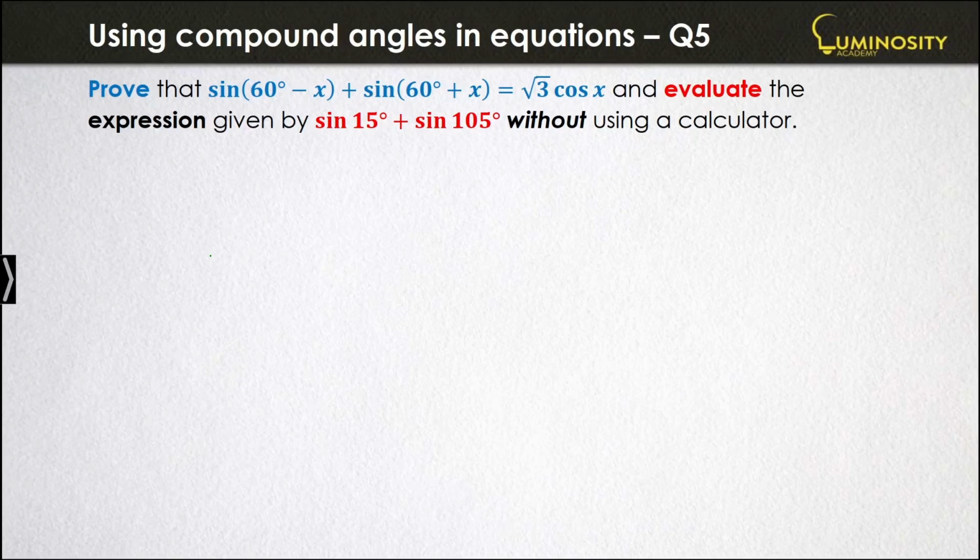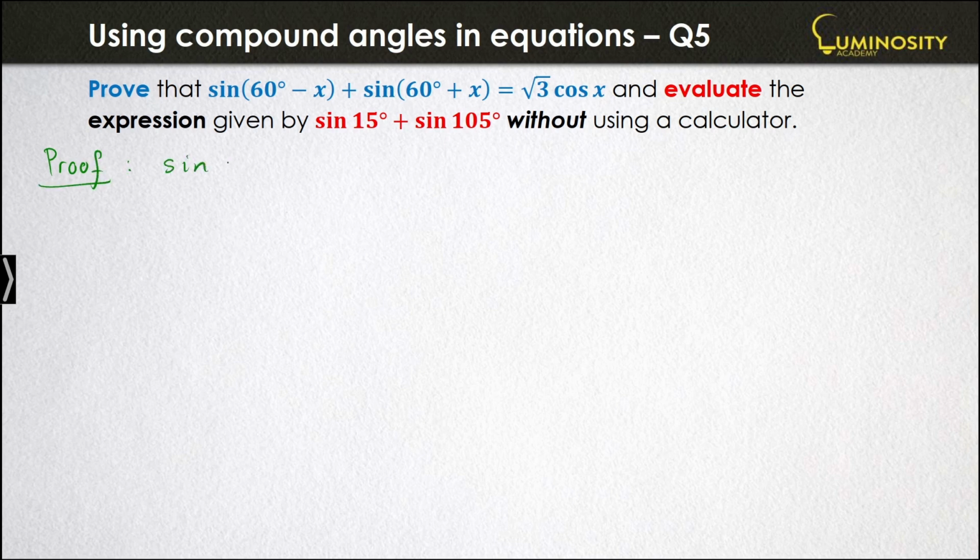Let's have a look at question 5. Prove that sine of 60 degrees minus x plus sine of 60 degrees plus x can be written as square root of 3 times cos x. And then evaluate the expression sine 15 degrees plus sine 105 degrees without using a calculator. Okay, so first of all, let's prove that given requirement there.